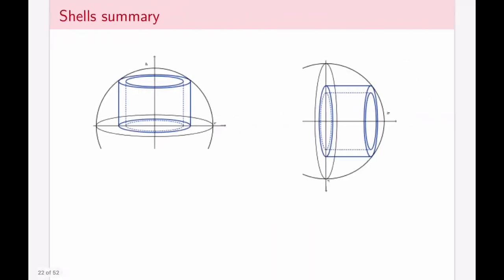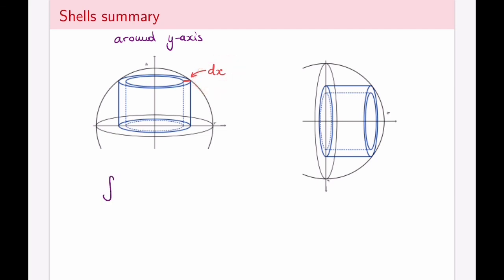Now let's think about how we can summarize what shells are when rotated around the y-axis and rotated around the x-axis. So on this left picture here, I of course have the rotation of this curve around the y-axis. So what do we end up with in terms of the cylindrical shell? Well, again, the first clue to us is the thickness. The thickness of the shell here is parallel to the x-axis, which means that the thickness is going to be dx, which means that the entire integral is going to have to be in terms of dx.